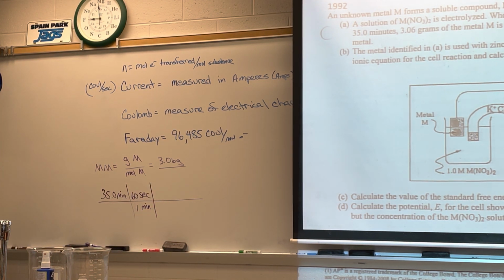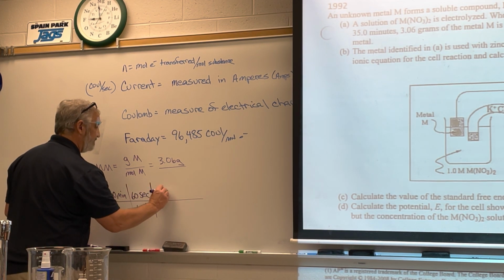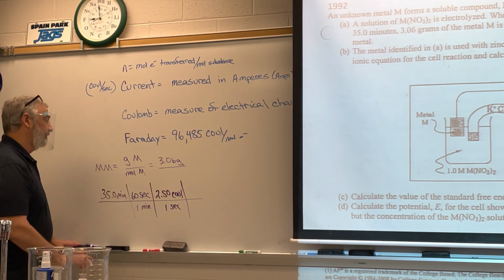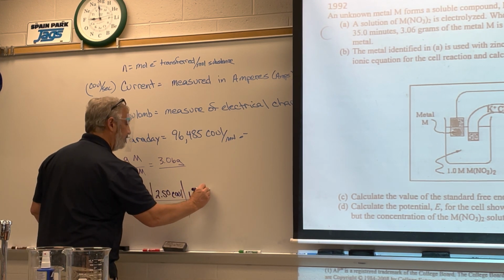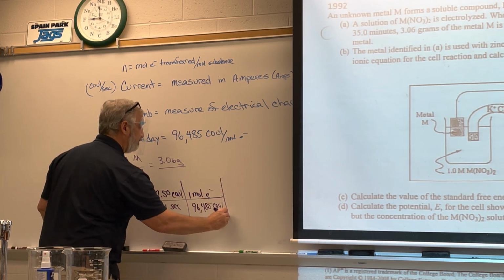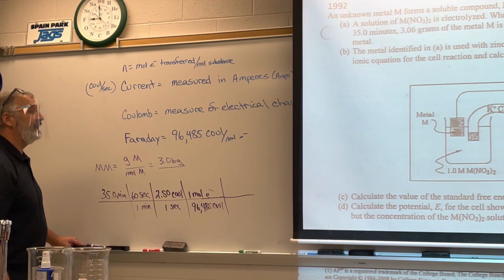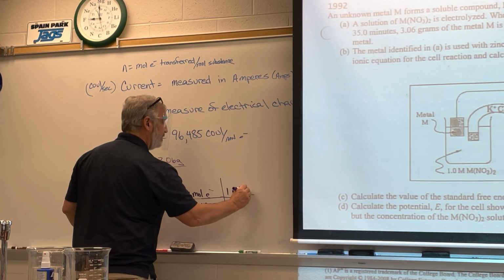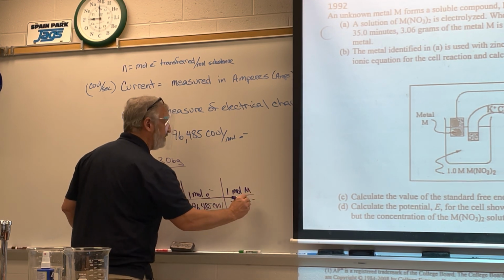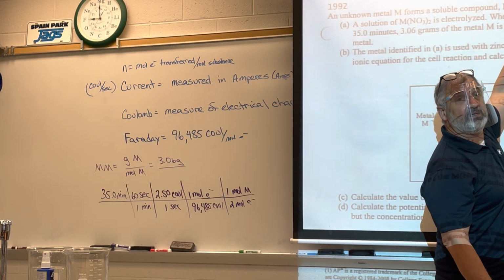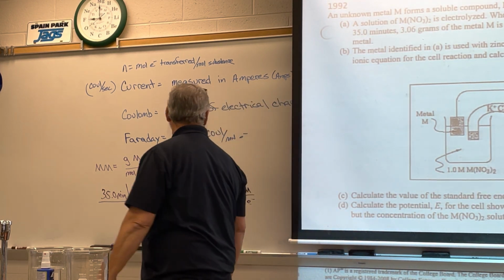Okay, so now what? Amps, which is 2.50 coulombs for 1 second. Then what? 1 mole of electrons, 96,485 coulombs. Then what? n, which is 2. 1 mole of M for every 2 moles of electrons. Does everybody know where we got that 2 from? That's the importance of this right here.